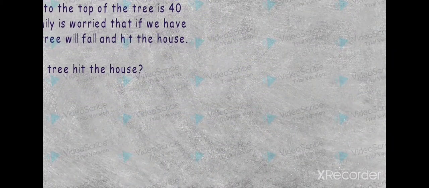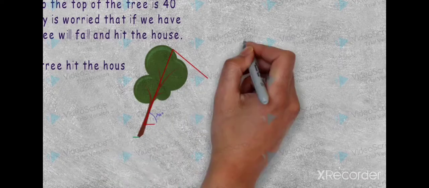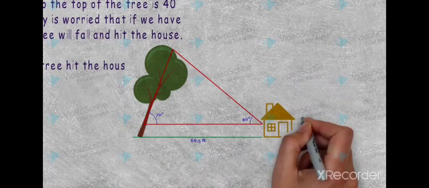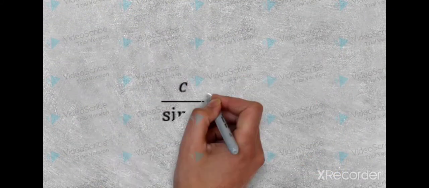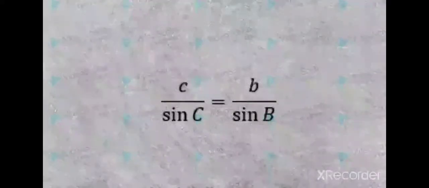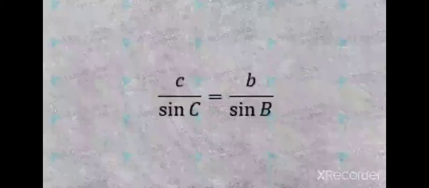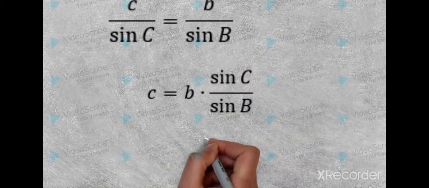So let us have an illustration. Presumably, the tree is tilted towards the house, so it would fall in that direction. Let's assume in the picture that the angle to the top of the tree was measured from the ground. To solve this, we use the law of sines. By derivation of the formula, we get c is equal to b times sine C over sine B.